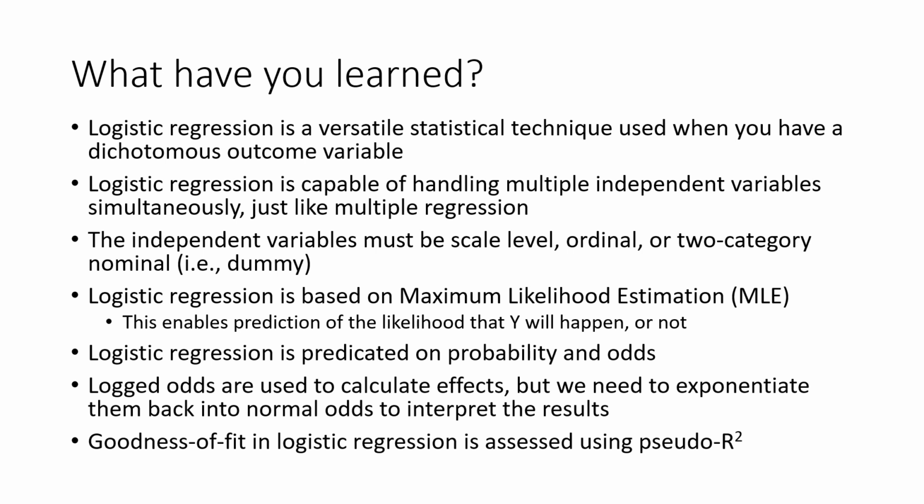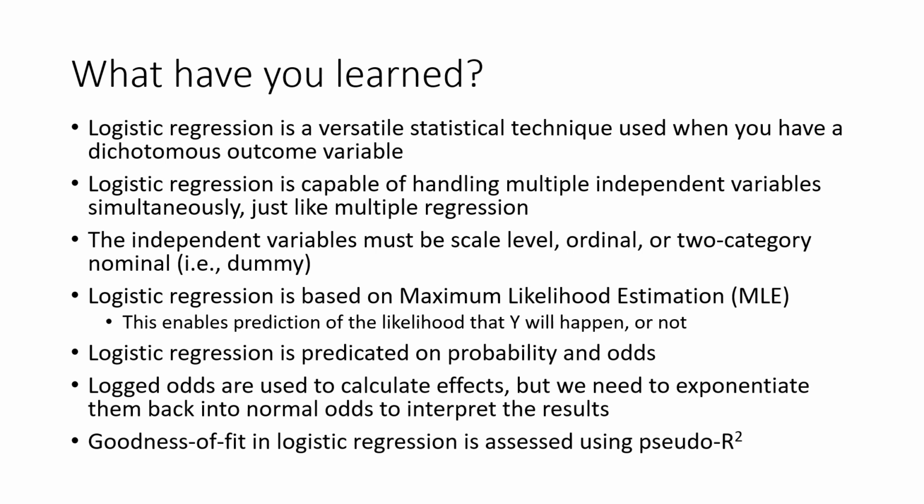It is, of course, capable of handling multiple independent variables simultaneously, just like multiple regression. The independent variables in logistic regression can be scale level. It copes very well with scale level variables. They can be ordinal, and they can also be nominal, but only two category nominal variables. In other words, dummy variables. Just like with multiple regression, if you have a predictor that is nominal with three or more categories, then you won't be able to use that as is in a logistic regression equation. You would have to convert it into a series of derivative dummy variables.